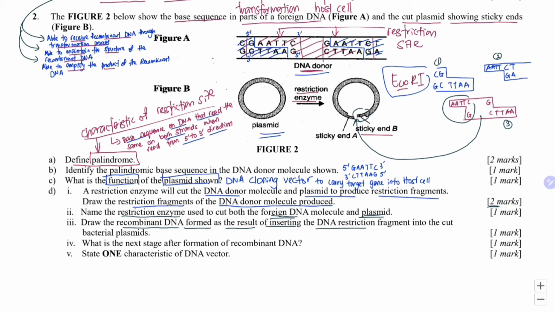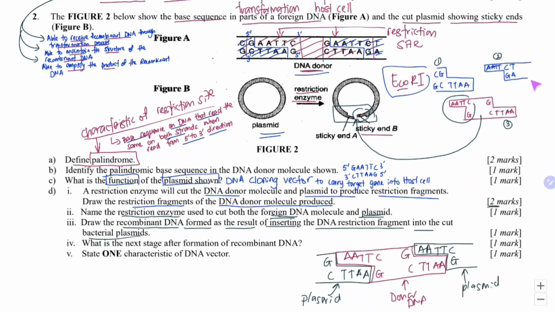Inserting the DNA restriction fragment into the cut bacterial plasmid. So basically dia nak awak suruh lukis benda ni, iaitu after the donor ini masuk ke dalam plasmid, so dia nak awak lukis this section of the recombinant DNA, iaitu after the donor has been inserted into the plasmid. So inilah dia hasil daripada after insertion of the donor DNA into the plasmid, iaitu this section. Sebahagian ini yang saya tengah lukis sekarang. Okay? So itulah jawapan kepada soalan ini.